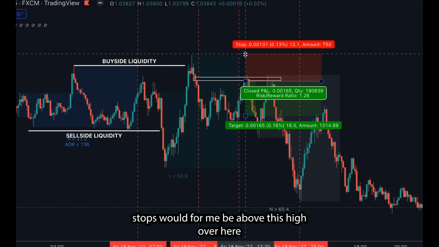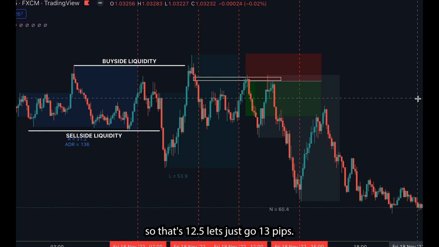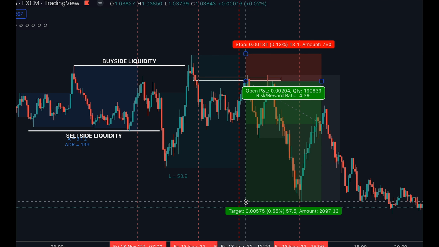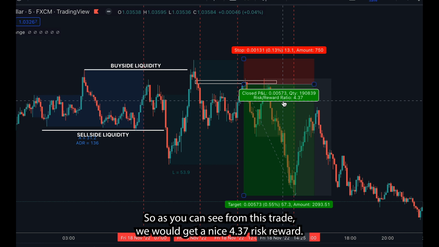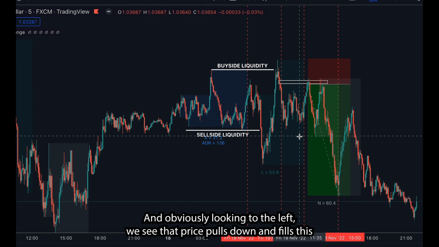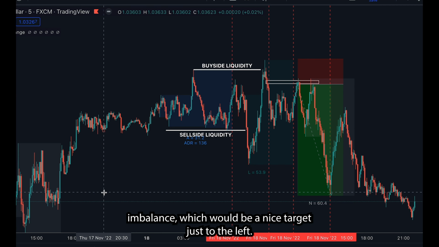Stops would for me be above this high over here, so that's 12.5. Let's just go 13 pips, and then we will take it to the low over here. So as you can see from this trade, we would get a nice 4.37 risk reward. And obviously looking to the left, we see that price pulls down and fills this imbalance, which will be a nice target just to the left there.